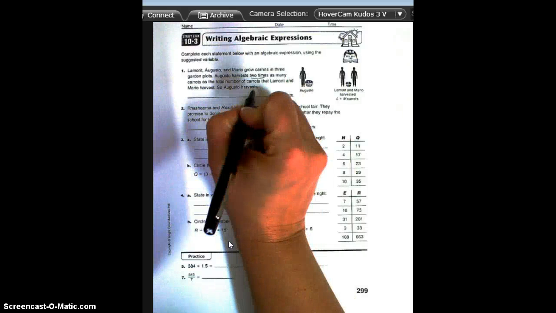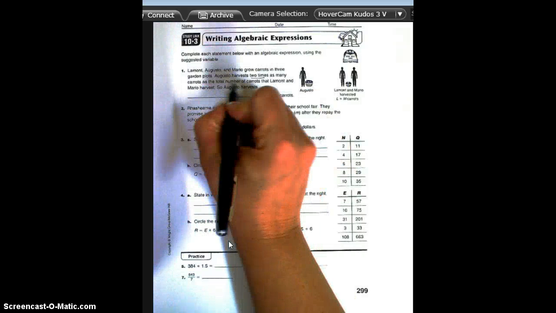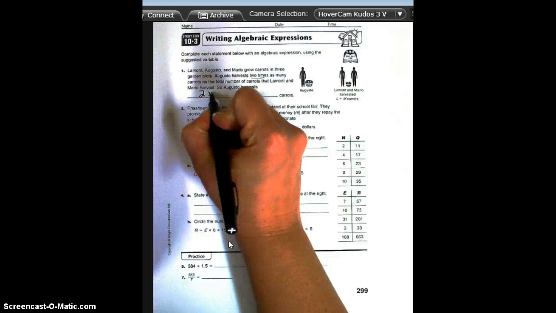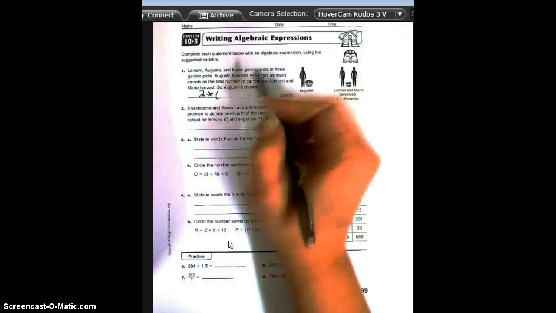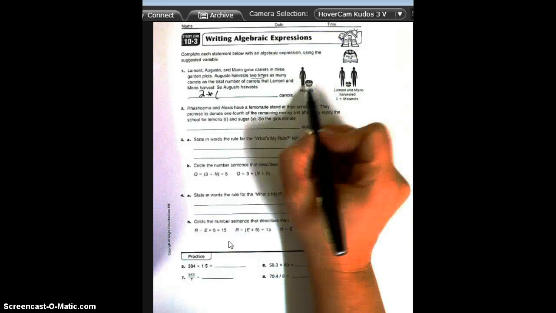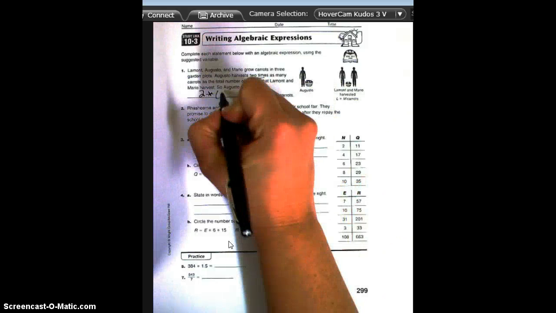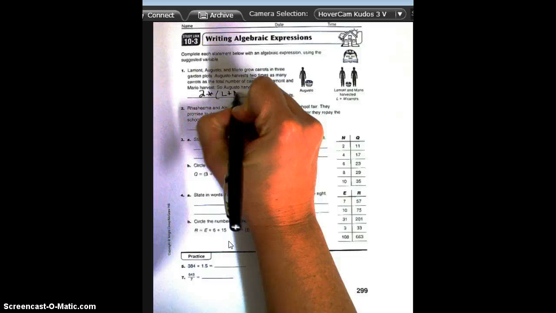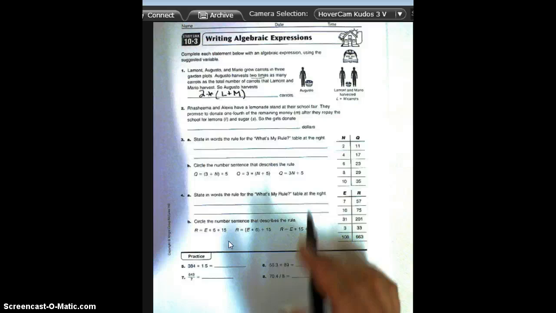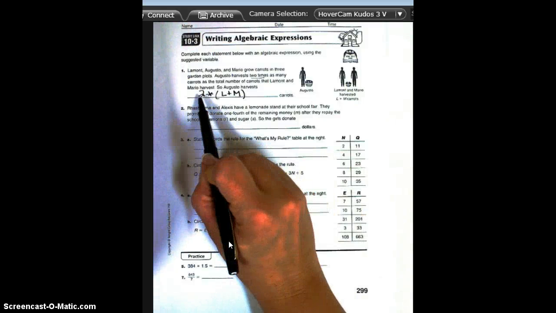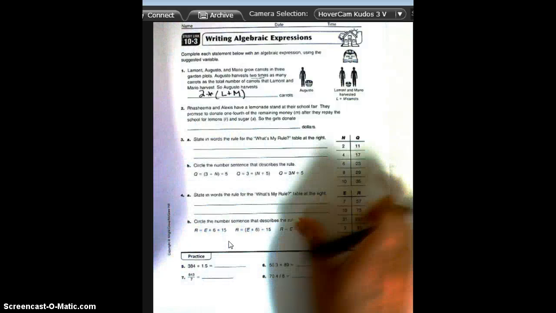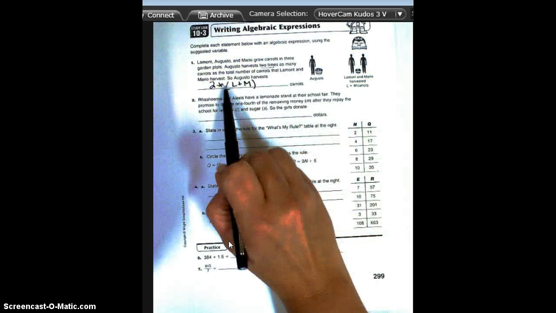So Augusto harvests, well, let's go back to this. Augusto harvests 2 times, there's our clue, 2 times the quantity, or 2 times as many as Lamont and Mario harvest. So we'll call this Lamont and Mario. And I think we're good. This could also be just 2 times the quantity L plus M, and you could leave the star out, or the multiplication, if you want to. It's still multiplication even if it's right by the parenthesis.